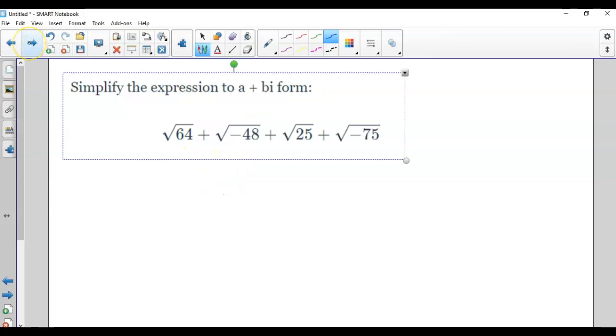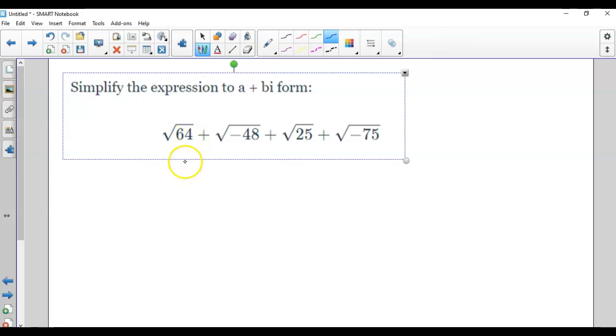Now, we're going to get into some expressions that are a little bit more difficult to combine. Here, we've got to simplify each one of these radicals first, and then we want to see what we can combine.